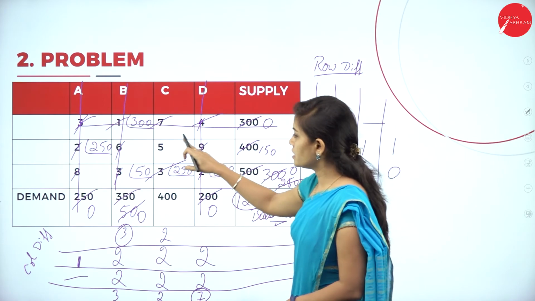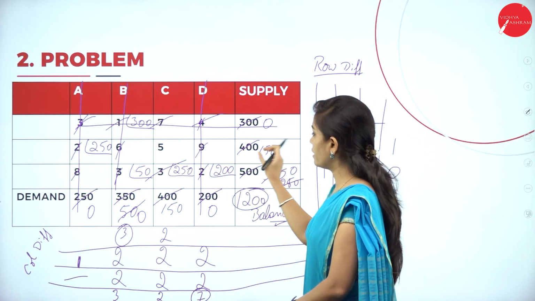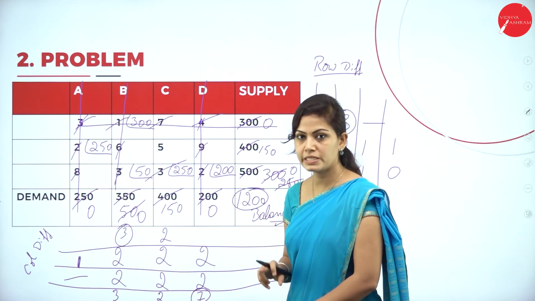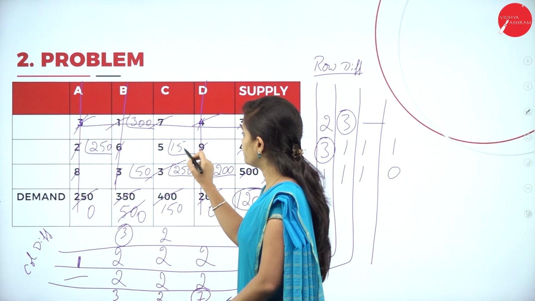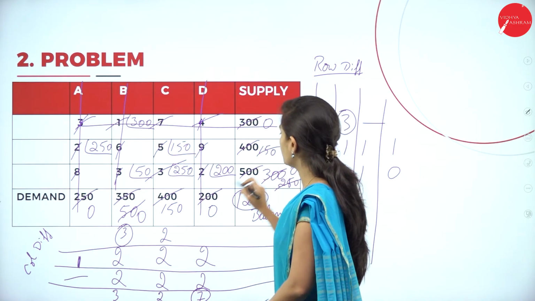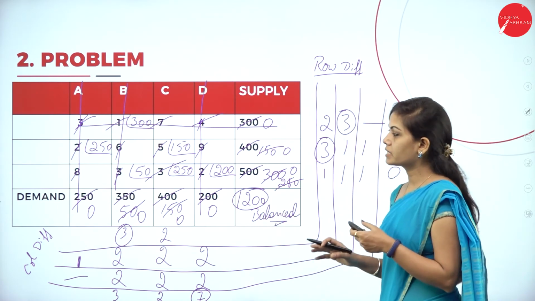And the last digit is 5. So 5 is my last digit. You just take the supply value and demand value. Both the values should be the same. So 150 and 150. I will allocate 150 to this cell. It will become 0. All the cancellation has been done. So what is the next step?